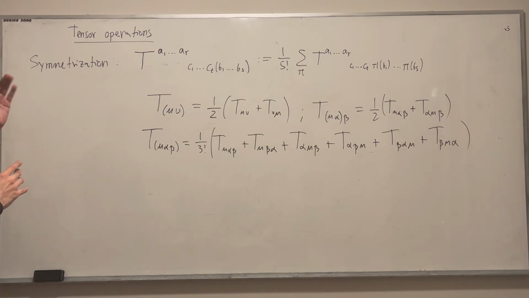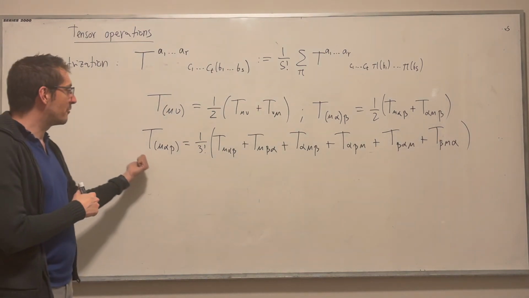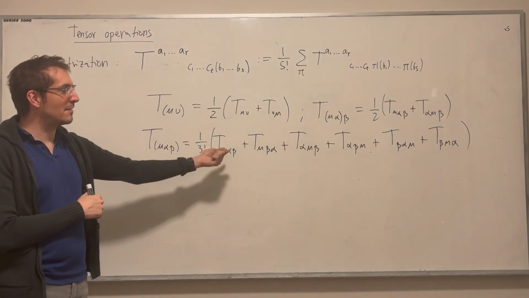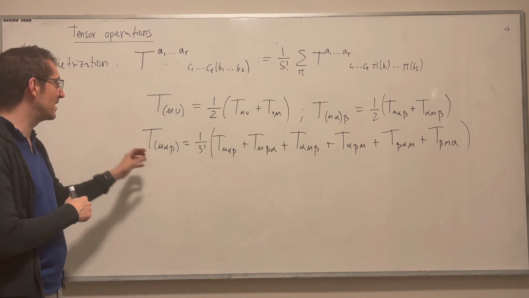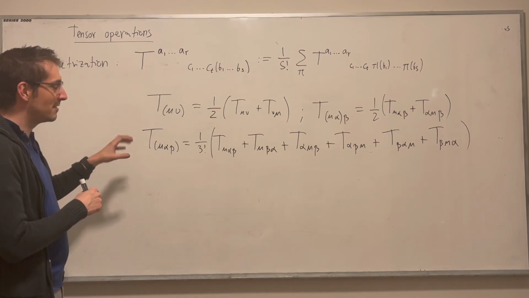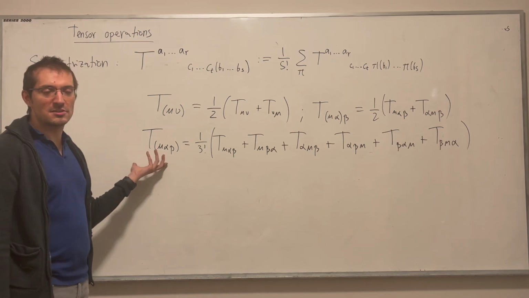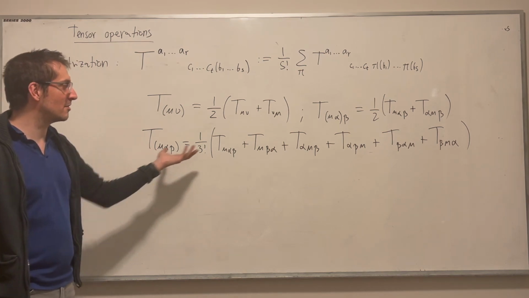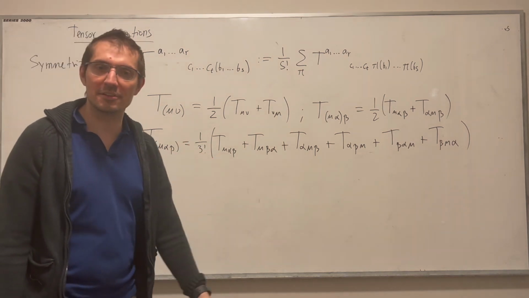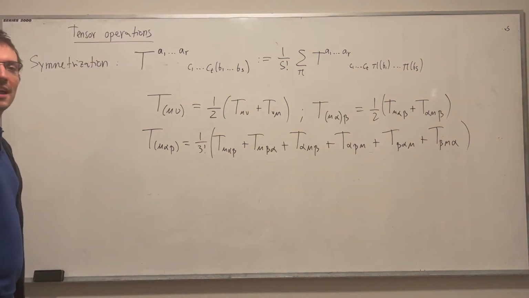This is an operation that preserves the tensor nature. So if I apply symmetrization to a 3 times covariant tensor, I end up with a 3 times covariant tensor. All right, let's see another operation that is similar to this one.